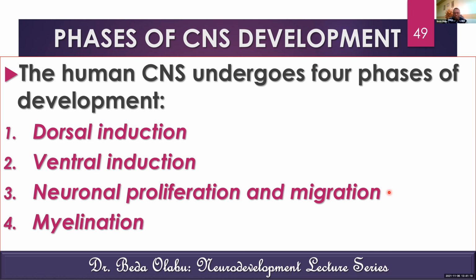The last phase is a phase of myelination, which basically entails formation of the myelin sheath around axons of neurons. So I've said there are 4 phases. They may overlap, some of them, but at least there are distinct morphological events that take place in each phase. And that's why we outline them into those 4.